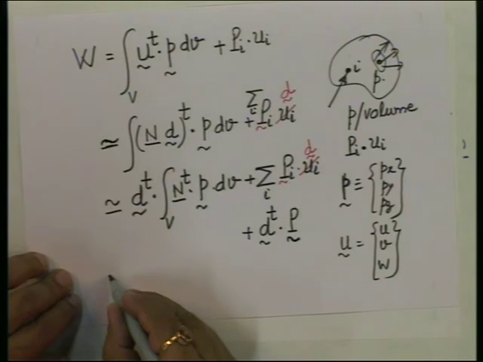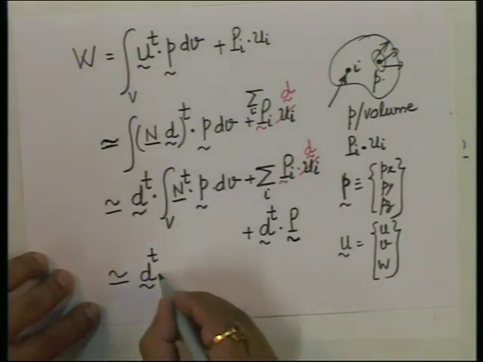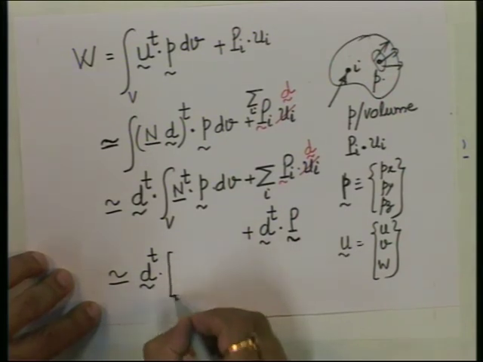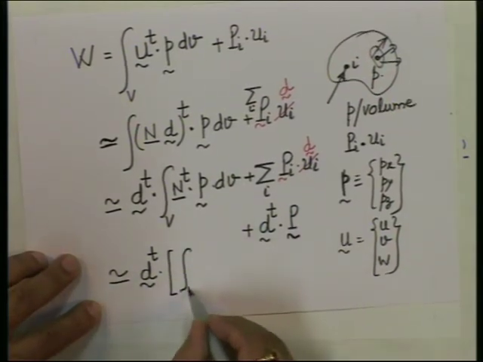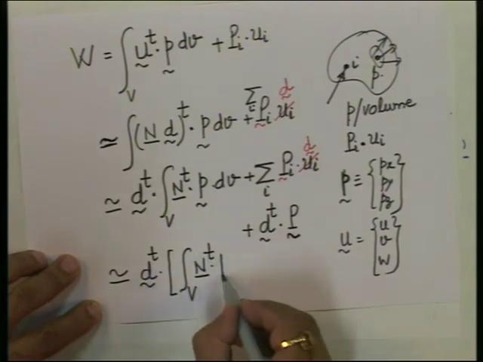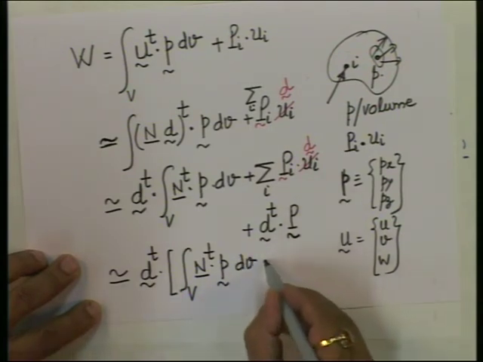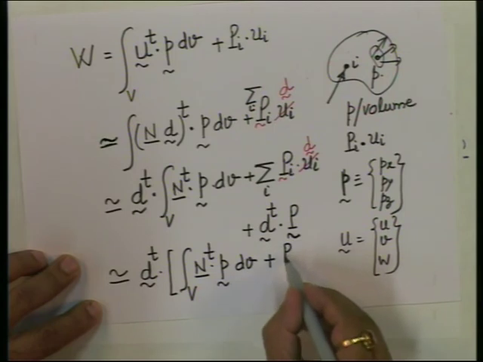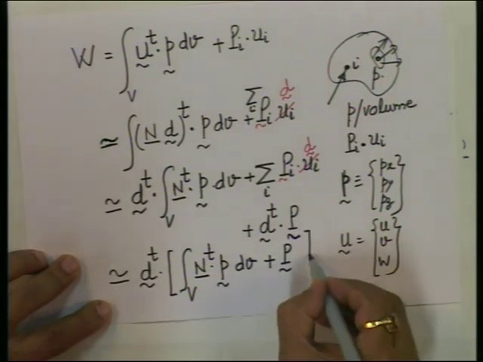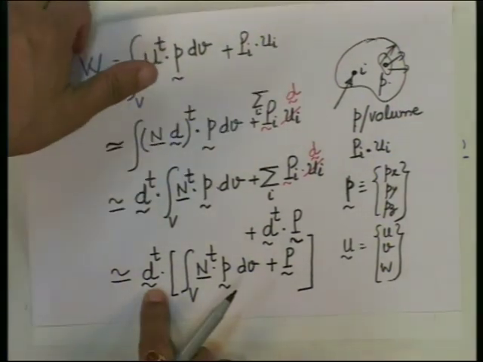So now you have d transpose, and this can be N transpose p dV plus P. d transpose I have taken common from here and here.